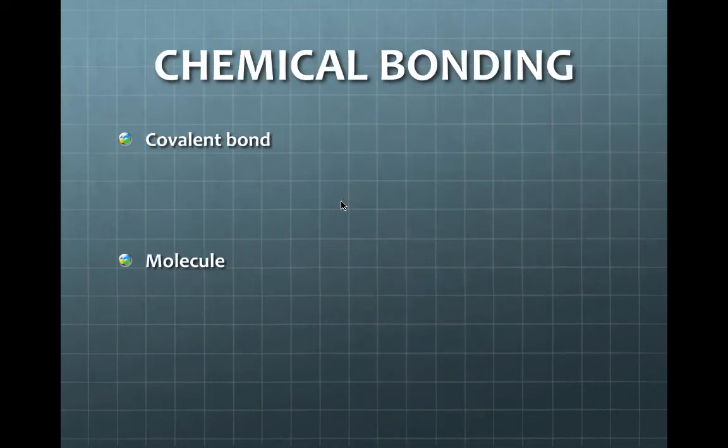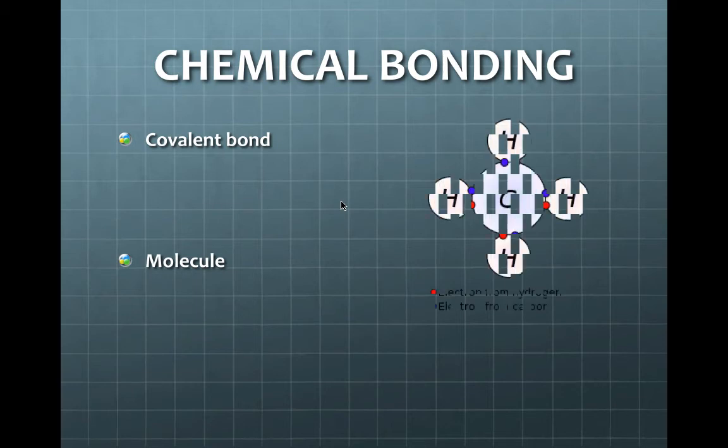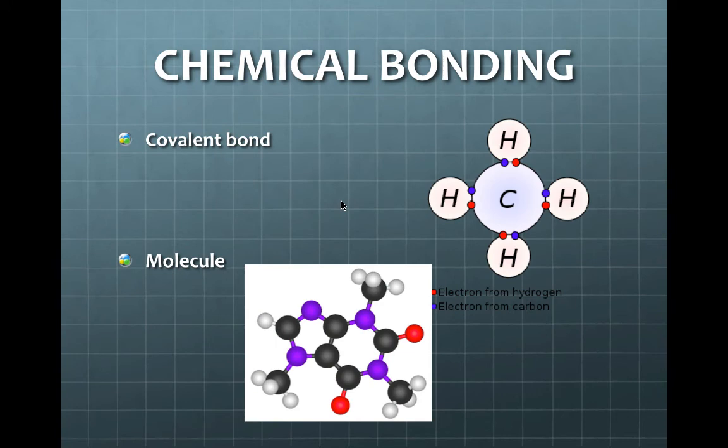In chemical bonding, atoms with incomplete valence shells interact with certain other atoms. These interactions result in the atoms staying close together, held by attractions called chemical bonds. A covalent bond is a sharing of a pair of valence electrons by 2 atoms. Covalent bonds can also be double or triple. A molecule, therefore, is 2 or more atoms held together by chemical bonds.